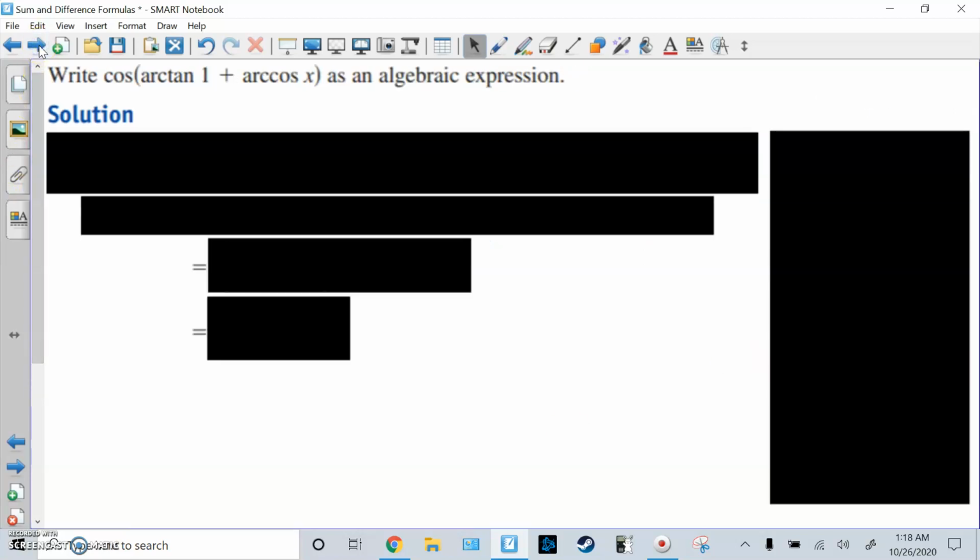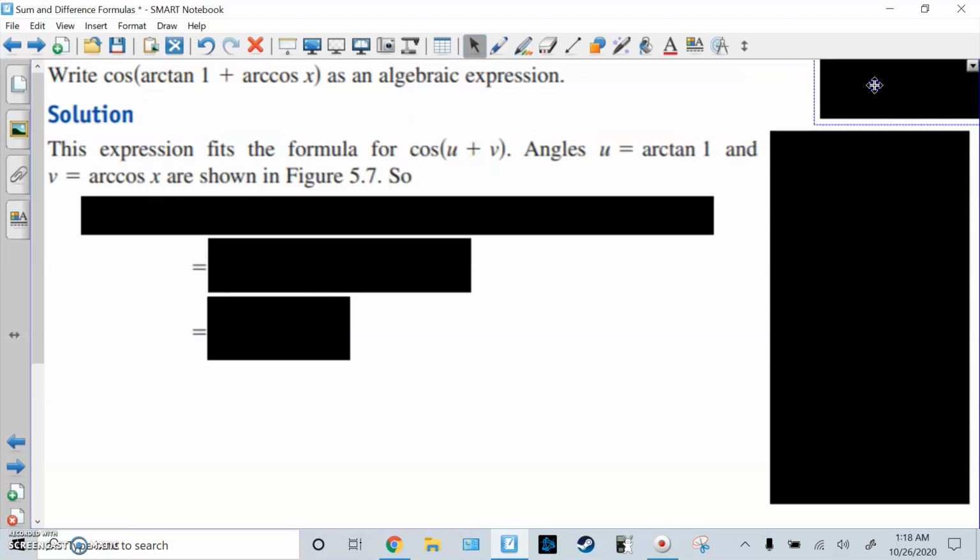Alright, write cosine of arctangent 1 plus arccosine x as an algebraic expression. So technically, arcs are angles, right? So this is cosine of two different angles being added together. So we can say this is really cosine of u plus v. We'll call u arctan 1 and v arccos of x.